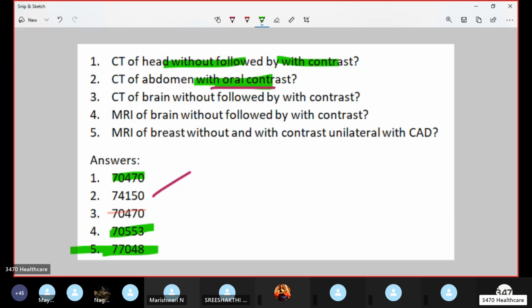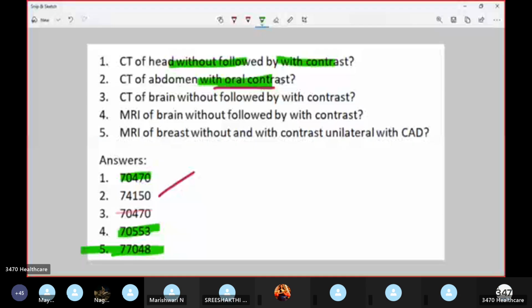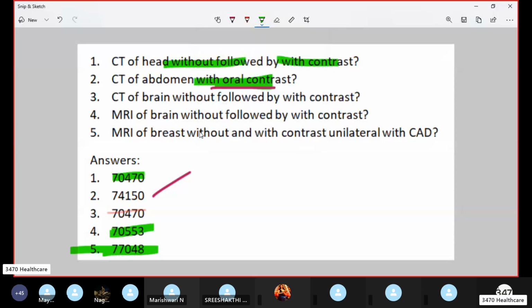They will mention without and with, don't worry, they will clearly mention in the question. Everyone clear? Any other doubts? So this one, breast under MRI, you are searching, you will get. Is any other doubts? Anyone?